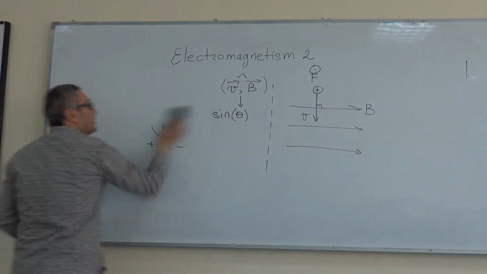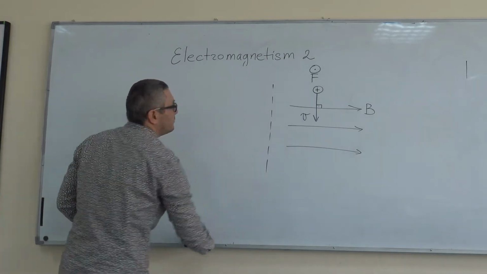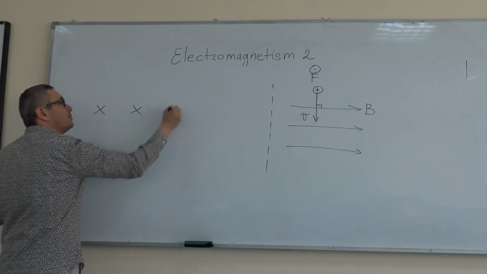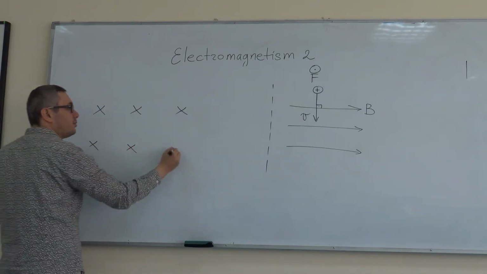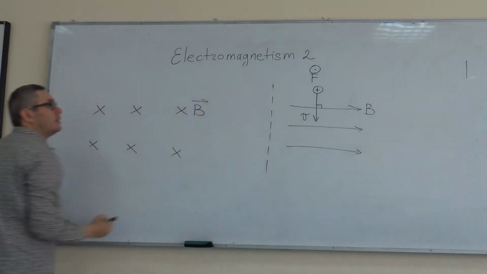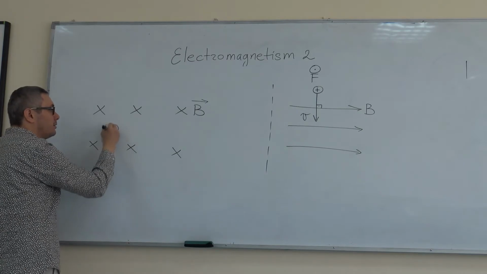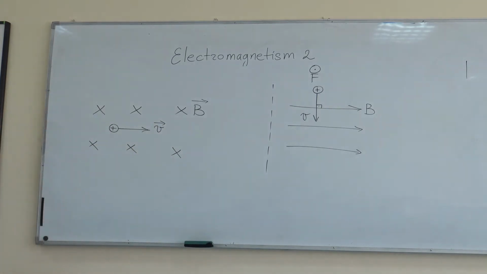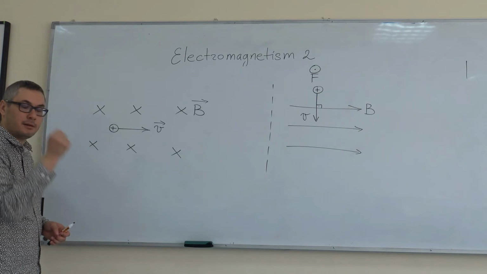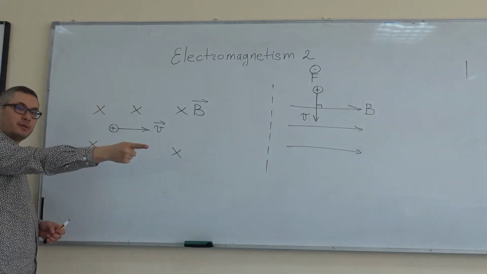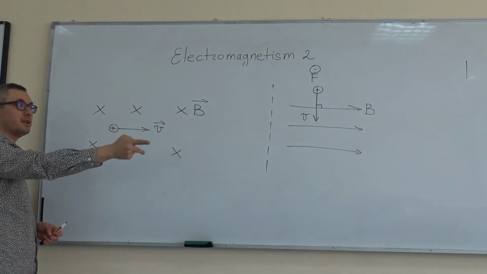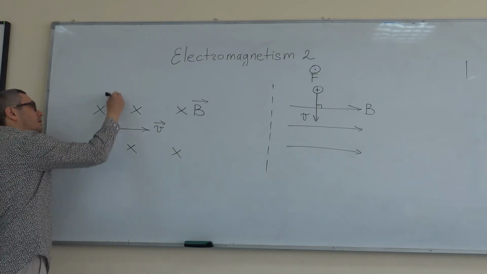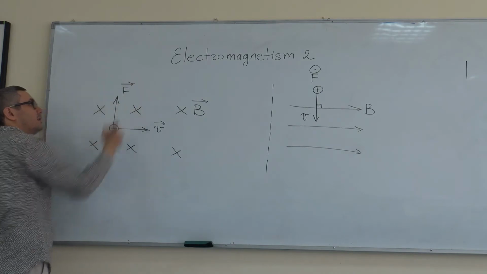Now let's look at a few more examples. Let's say that the magnetic field is pointing into the board. Velocity of the charged particle is to the right. What is the direction of the force? Again, index finger pointing this way. Middle finger, the magnetic field, is pointing into the board. So the force is pointing up.